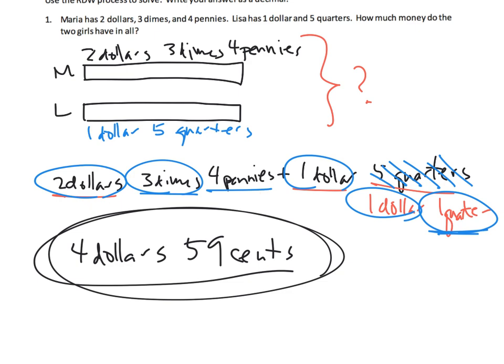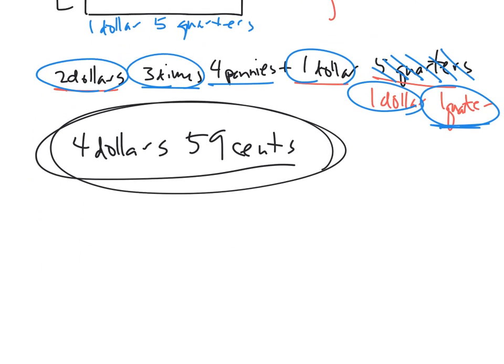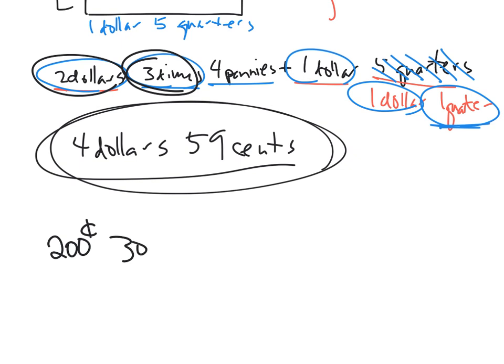No way. If we wanted to, we could have said, hey, let's take those $2, make that 200 cents. Take these 3 dimes, make that 30 cents. Take these 4 pennies, make that 4 cents. Take this dollar, make that another 100 cents. Take the 5 quarters and make it 125 cents, or I can split it up into $1 plus a quarter. So I'm going to leave it as $1 plus a quarter.